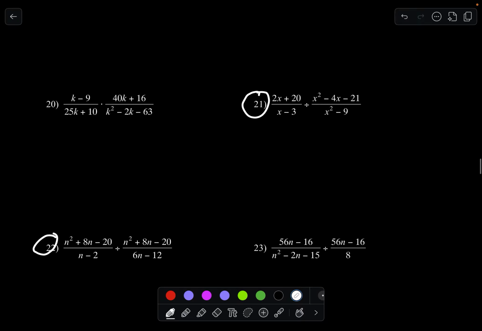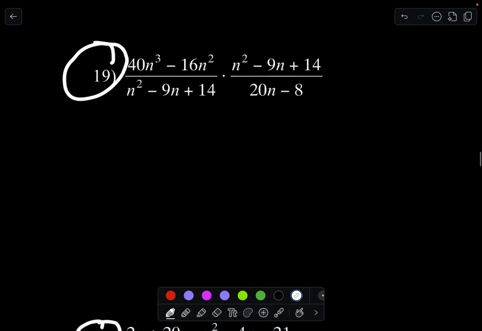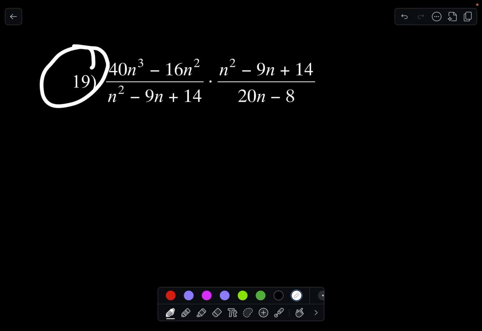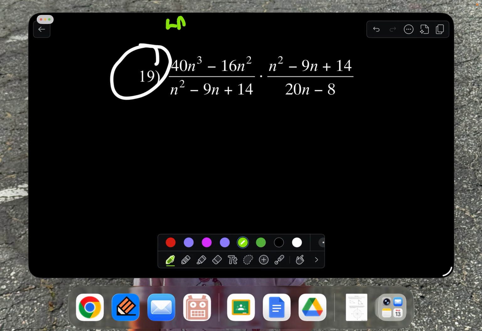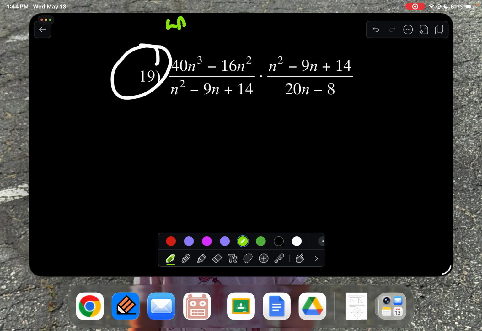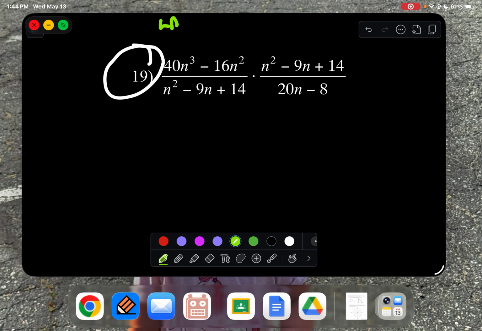All right, now, looking at 19, we're multiplying, so we don't have to find a common denominator, but we do factor everything that can be factored. So I notice on the top here, we can factor out a 4 and what just happened? Gosh darn it. Okay, I'll pick up at 19.